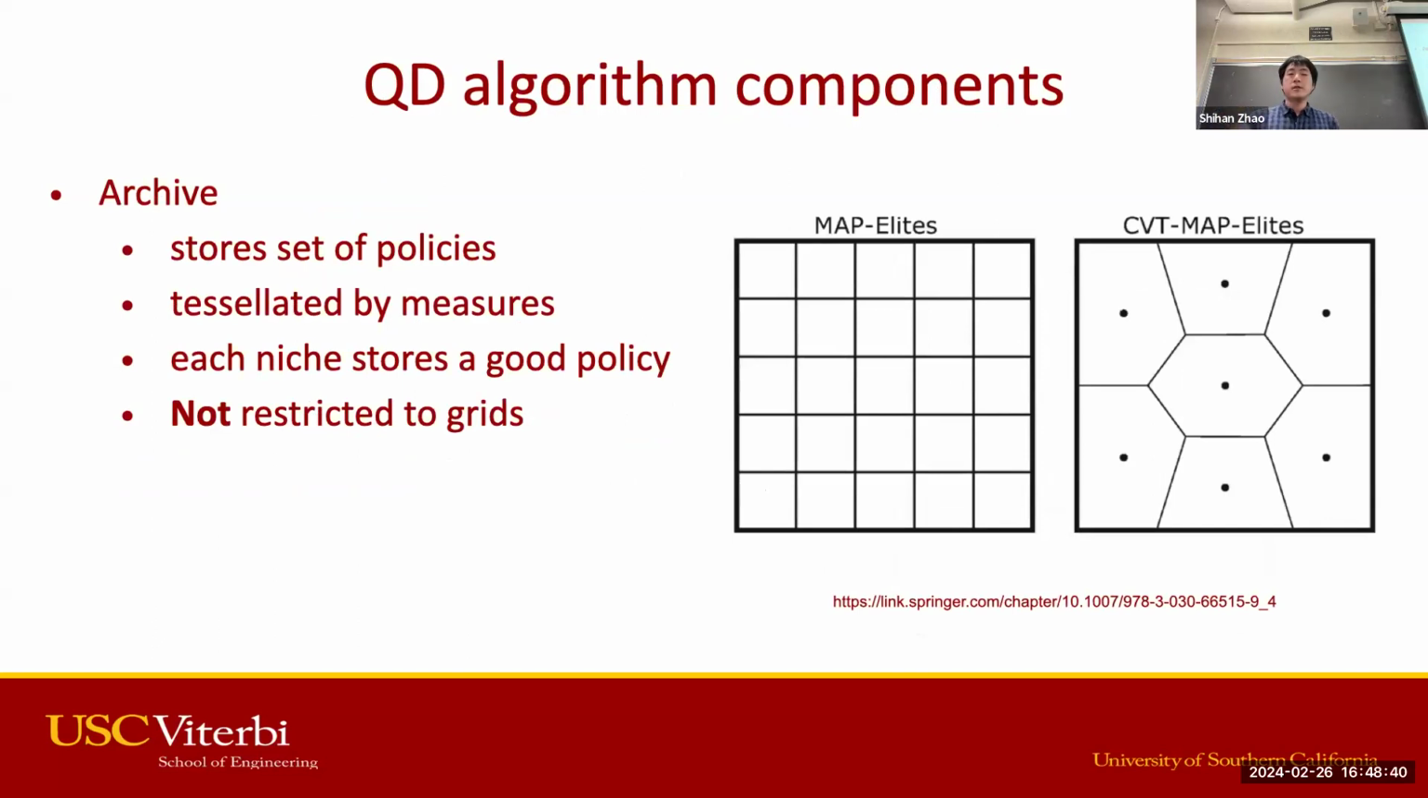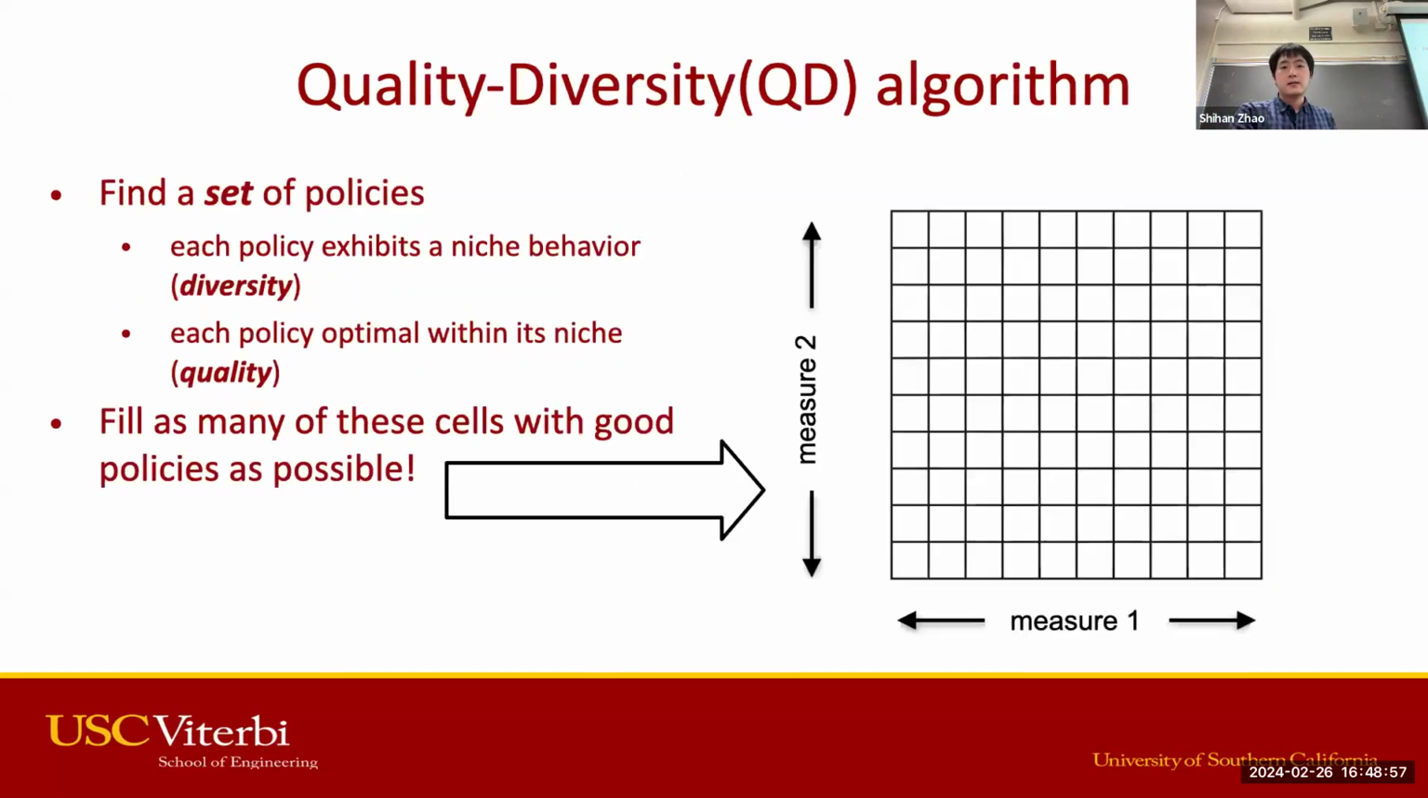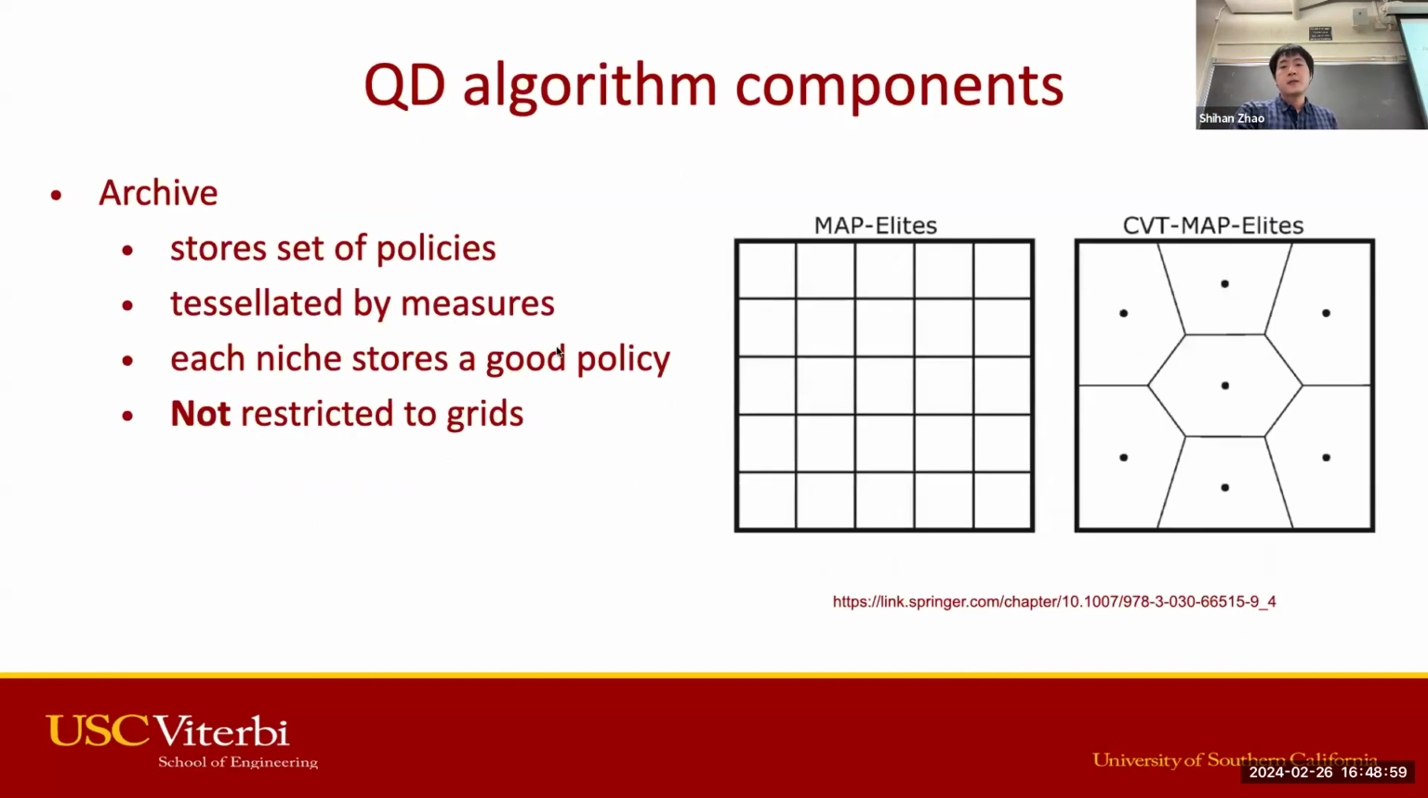Now we're ready to talk about the QD algorithm in somewhat more concrete terms. In general, QD algorithms can be thought of as consisting of three components: the archive, the emitter, and the scheduler. Now we're going to talk about each of them. First of all, the archive. This is what we've been talking about, this grid-like thing.